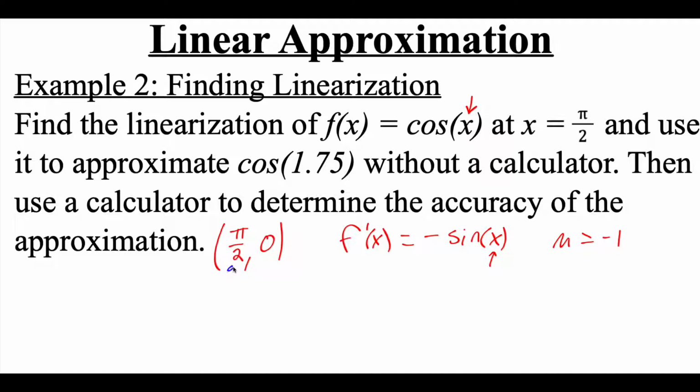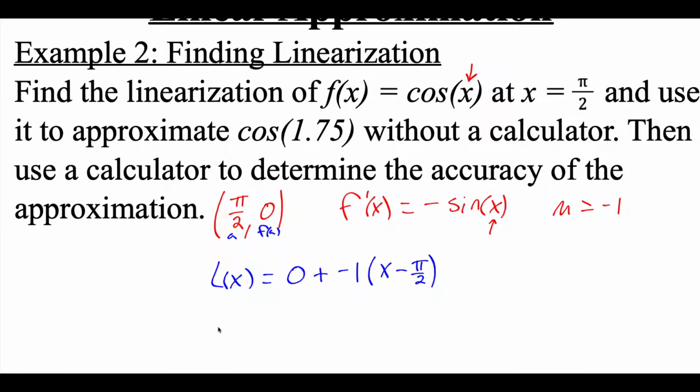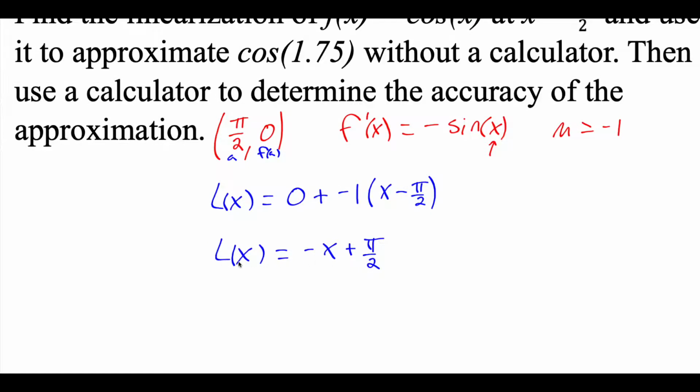So this pi over 2 is our a, this 0 is our f of a, and then our slope is the derivative at a. So our linearization function says take the f of a, but then add on the slope that we just got times x minus the a value of pi over 2. So if we go through and simplify that down, then we get our linearization function to be negative x plus pi over 2.